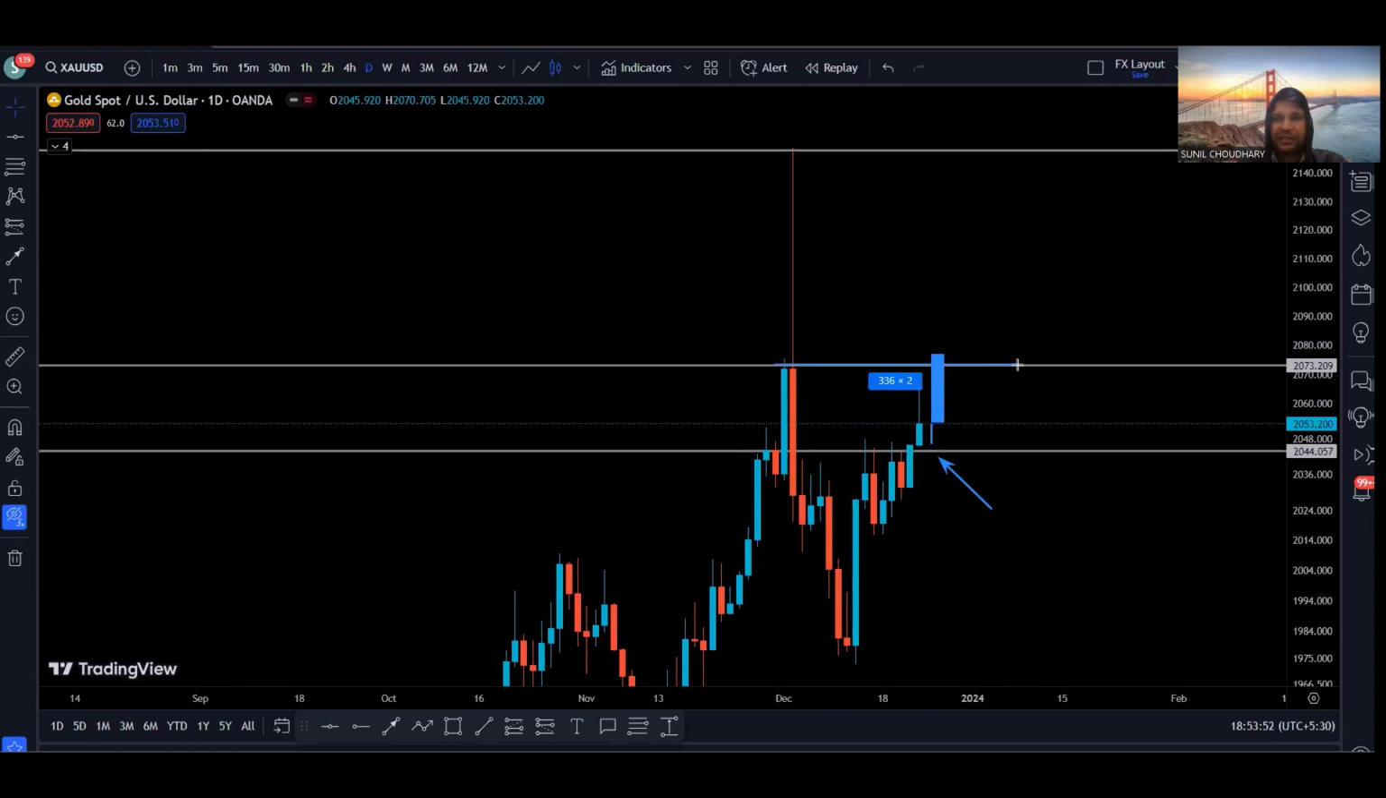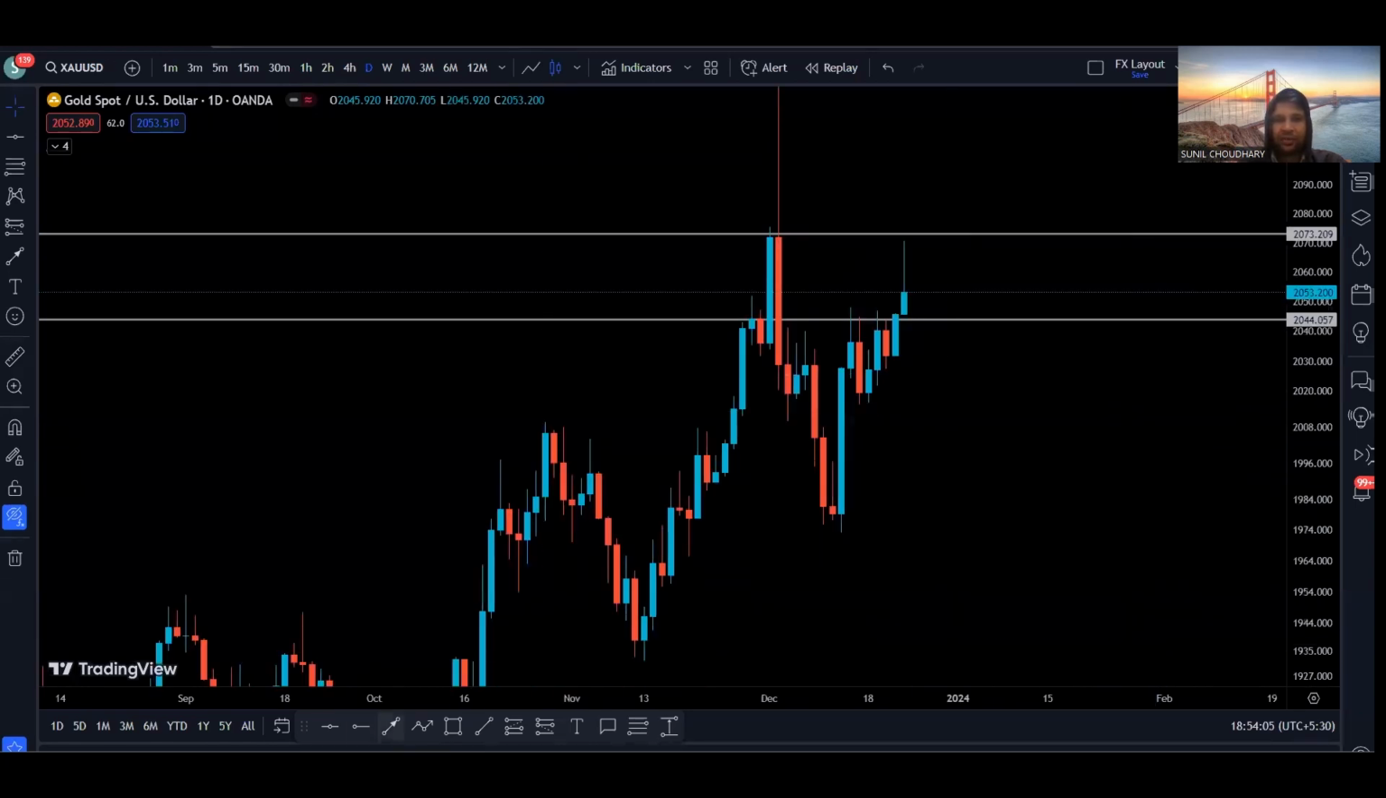And again, if you get a daily candle close above this resistance, we can see that we have clean range on the left hand side to continue going to the next resistance, which is right into these areas. So that is something on the daily time frame we can see at the moment.